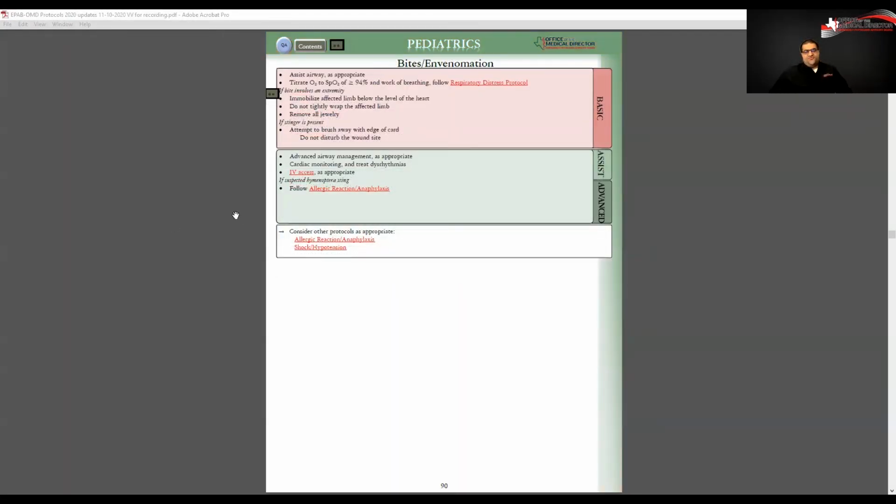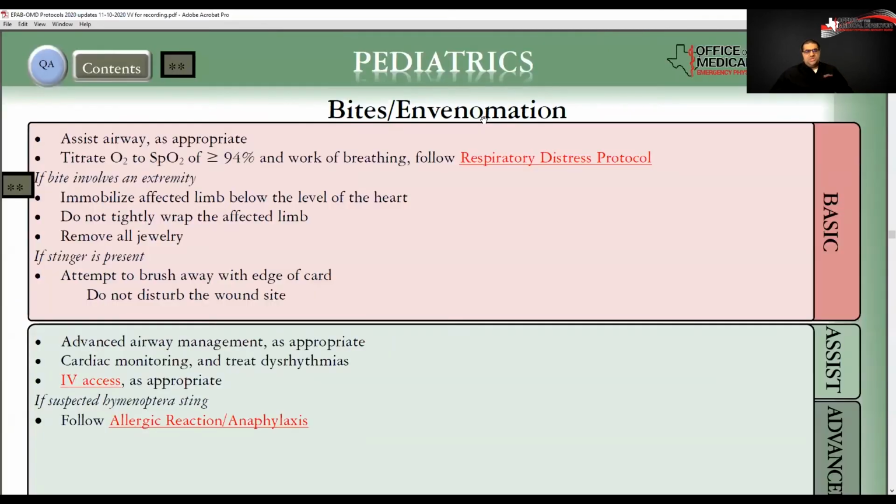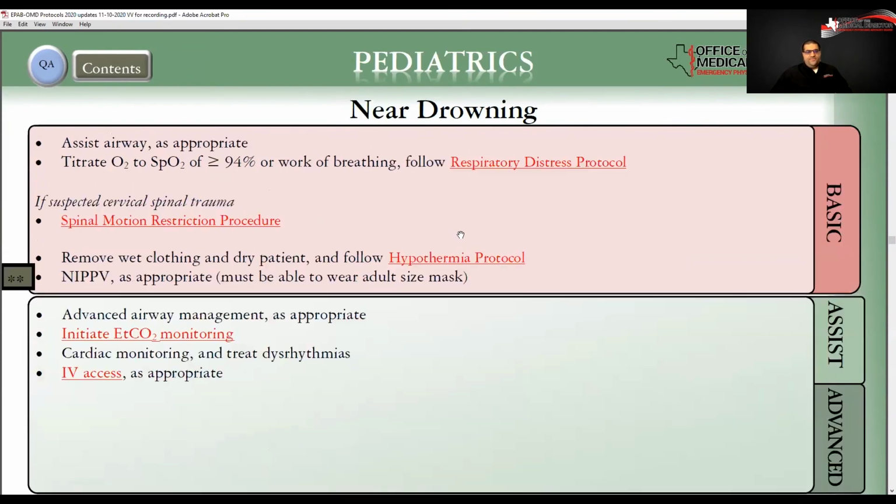In the pediatric environmental section, only 2 small changes, the same as in the adults. Bites involving an extremity, don't tightly wrap the affected limb, as you're already aware. And lastly, again, that change to the terminology of non-invasive positive pressure ventilation, or NIPPV, instead of CPAP.